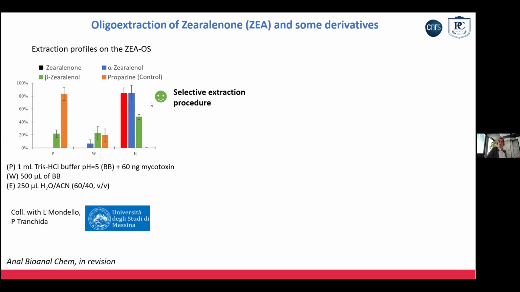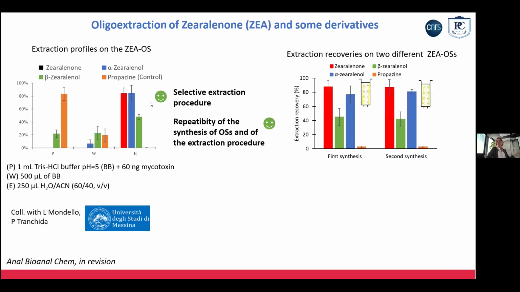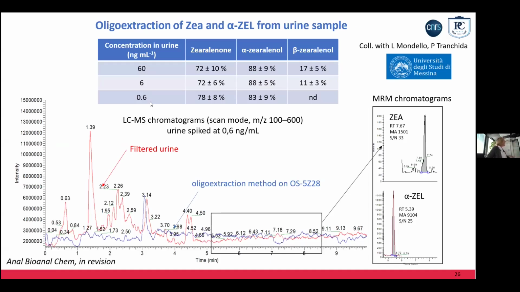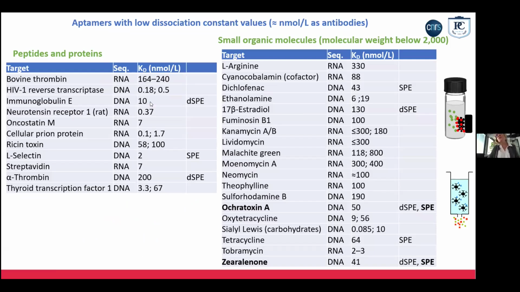We can be sure in this way that we have a selective procedure. We also checked the ability to produce similar sorbents. We checked the capacity, that means the maximum amount that we can percolate through the sorbent without overloading, and then we applied the sorbent to a real sample, urine. And we can see that the recovery does not depend on the amount of molecules in the sample. And we can also easily detect a quite large peak of compounds at a very low concentration, because we have a purification effect using the DNA strands. If you look at the literature, it is quite a new field of work.